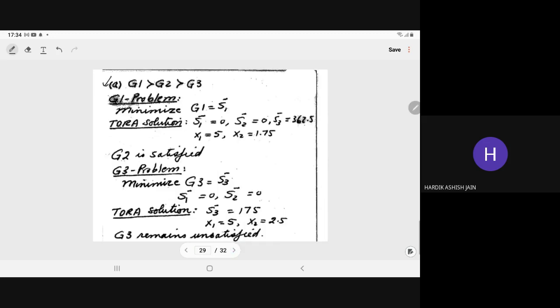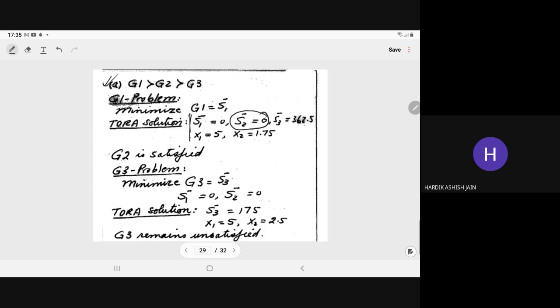So when we have G1 higher priority than G2, than G3, in order of the priority, the G1 problem is minimize G1 is equal to S1 minus. If you solve by the Torah, you will find that S1 minus is coming 0, S2 minus is coming 0, S3 minus is 362.5, X1 is equal to 5, X2 is equal to 1.75. In that you can see S2 minus is 0, which means goal 2 is automatically satisfied.